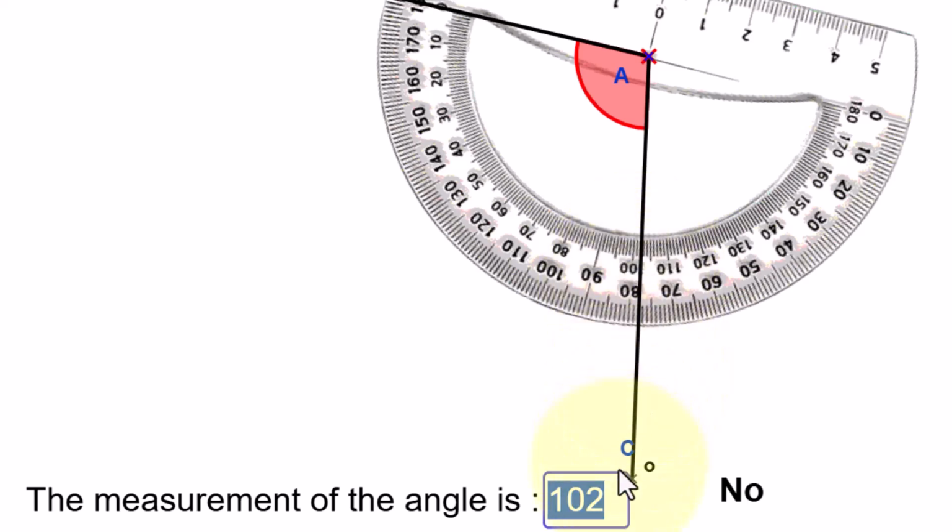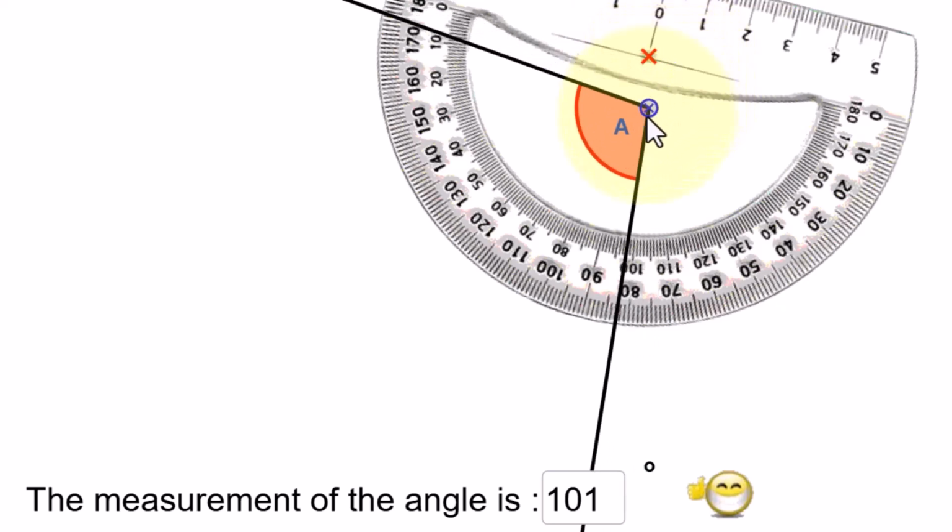Okay, let me try 103. Okay, let me try 101. Yes, it's 101. It's very close to 102. So the answer is 101. So this is how you use the protractor in taking your measurements.